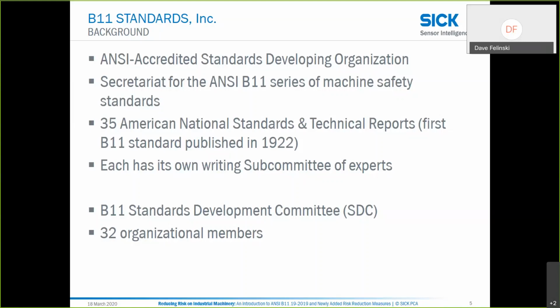Each of the individual standards, as well as technical reports, has its own individual writing subcommittee that is composed primarily of subject matter experts. This is overseen by a committee called the B11 Standards Development Committee. This is the committee that is the recognized consensus body of the ANSI B11 series of standards and technical reports. There are currently 32 organizational members on that committee.